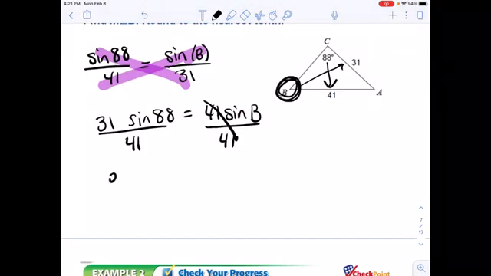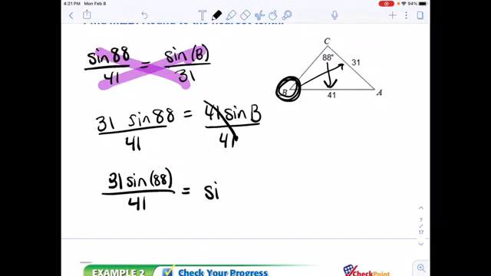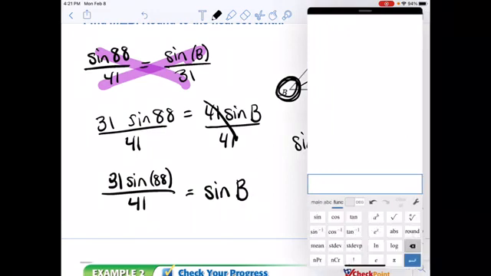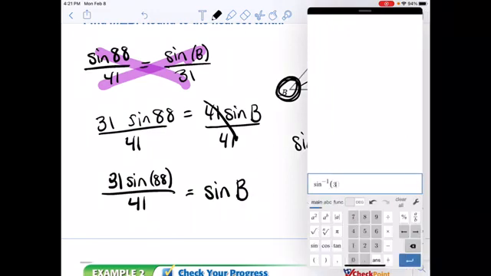And then we've come to a bit of a roadblock. We need to recall from a couple sections ago that to find angle measures versus side lengths, you are going to end up taking the inverse sine of this whole thing. So this is what it'll look like in your calculator when you plug it in. We need to take the inverse sine of 31 sine 88 over 41.